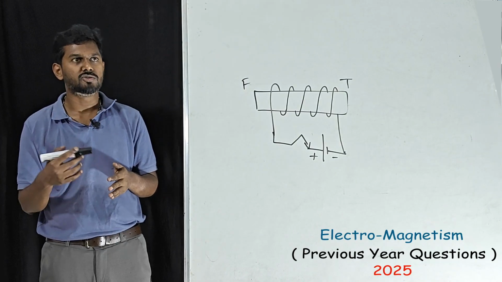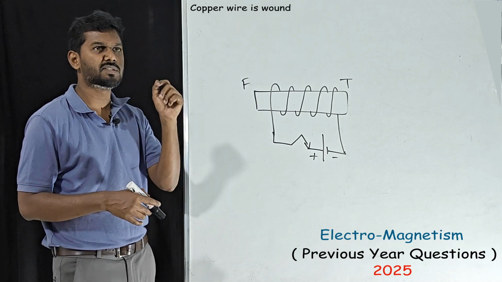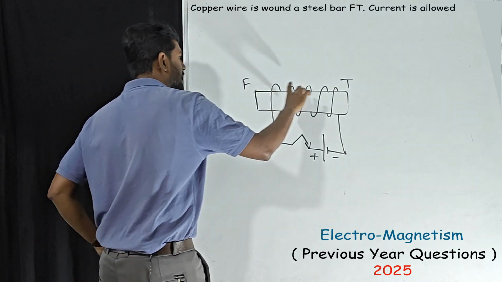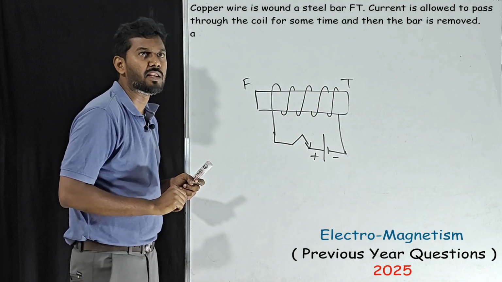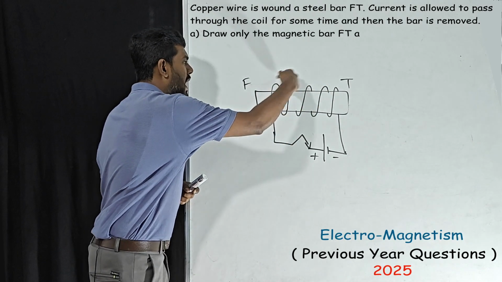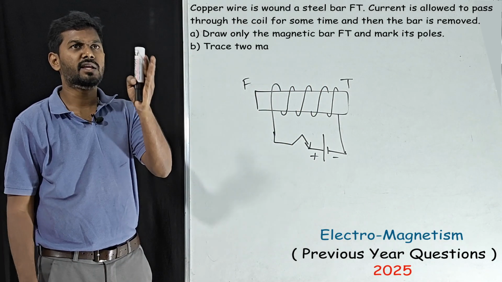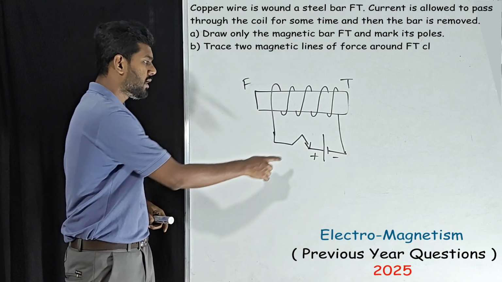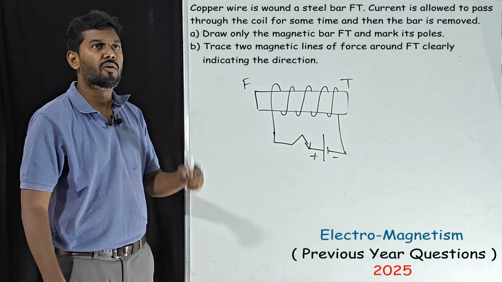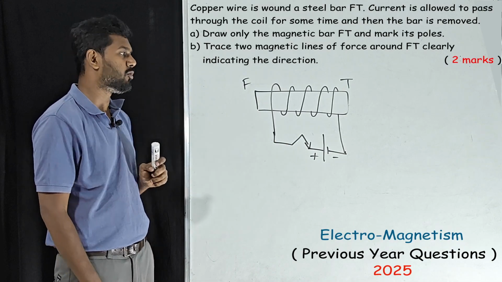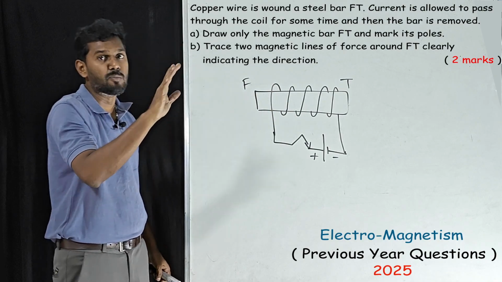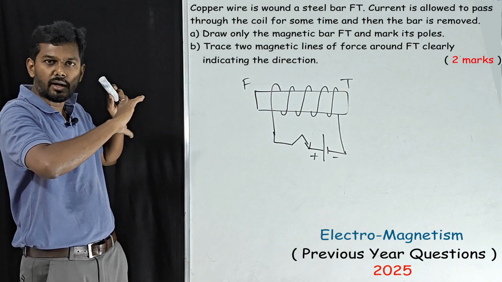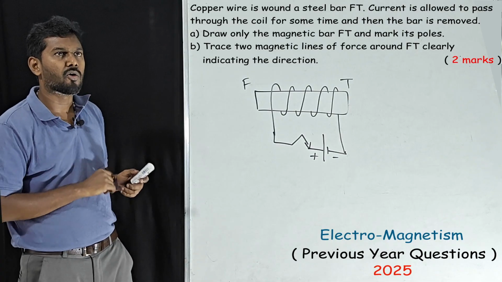That's it. Our next question: copper wire is wound around a steel bar FT. See, there is a steel bar FT, a normal bar made up of steel, and copper is wound around it. Current is allowed to pass through the coil for some time and then the bar is removed. This is the statement they have given. Now we'll go for the questions.